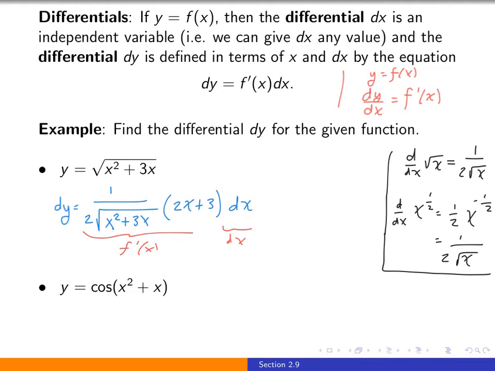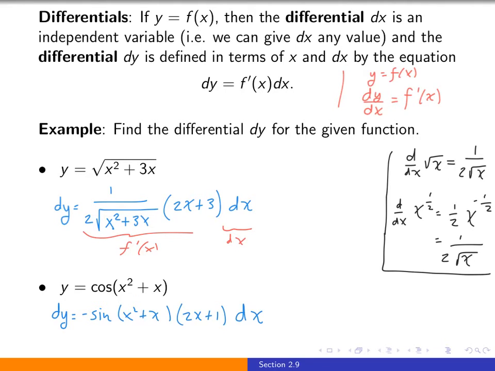Let's do the same thing with this second function, y equals cosine of the quantity x squared plus x. Once again, looking at the x squared plus x inside the cosine, this derivative is well suited for a chain rule problem. So to differentiate, we take the derivative of the outside function, which is minus sine. We evaluate at the inside function, x squared plus x. We multiply by the derivative of that inside function, by the power rule, 2x plus 1. And then we put our dx.